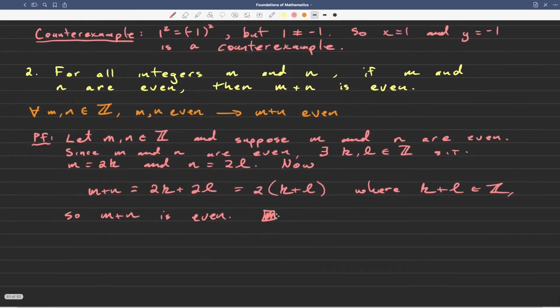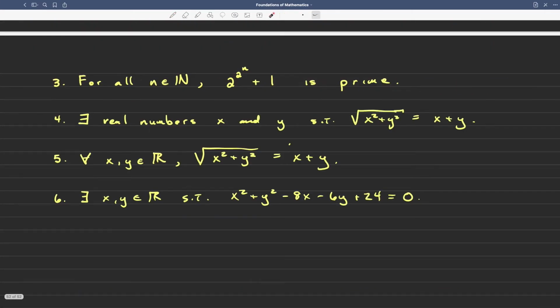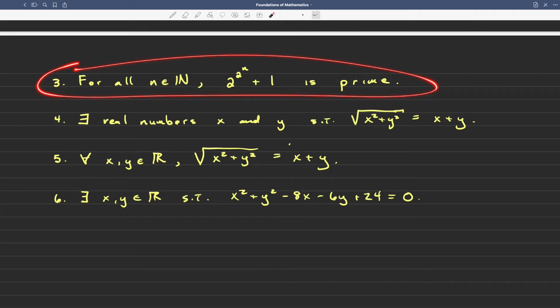Not too bad. Okay, number 3. For all natural numbers n, 2 to the n plus 1 is prime.